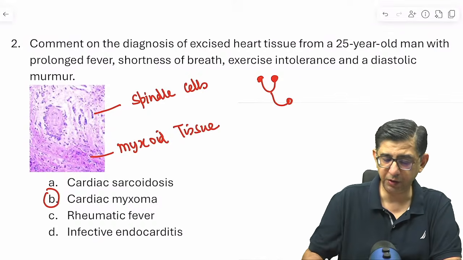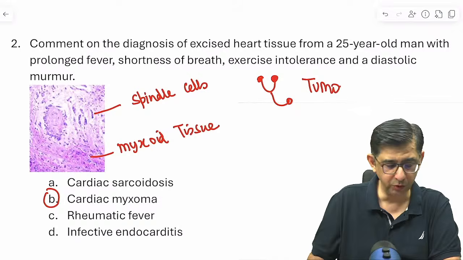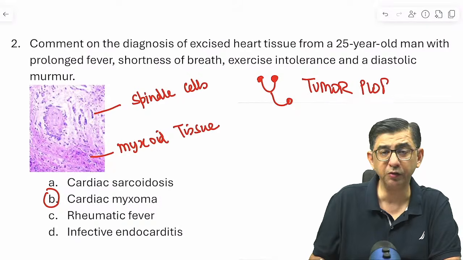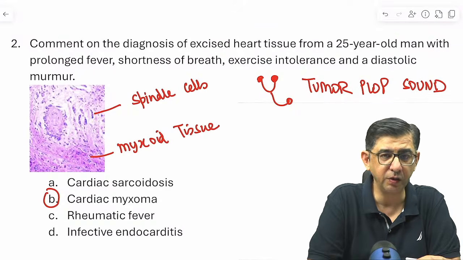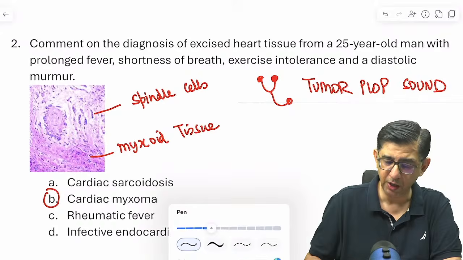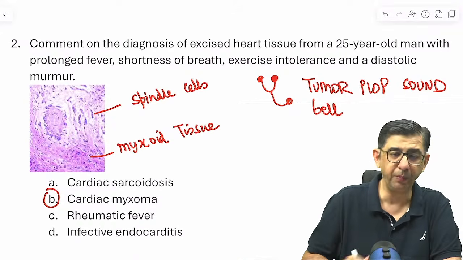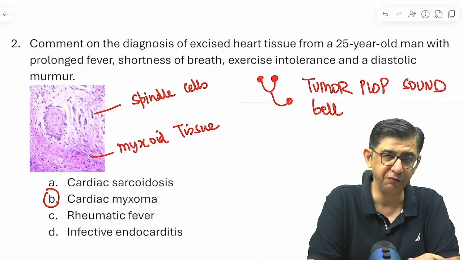Yep, the auscultatory finding is a tumor plop sound. So most of the time they will make it relatively easier for you by putting up a tumor plop sound, which is a diastolic sound. It's a low pitch heart sound, so it will always be heard with the help of a bell. It's a low pitch sound, always heard with the help of a bell.